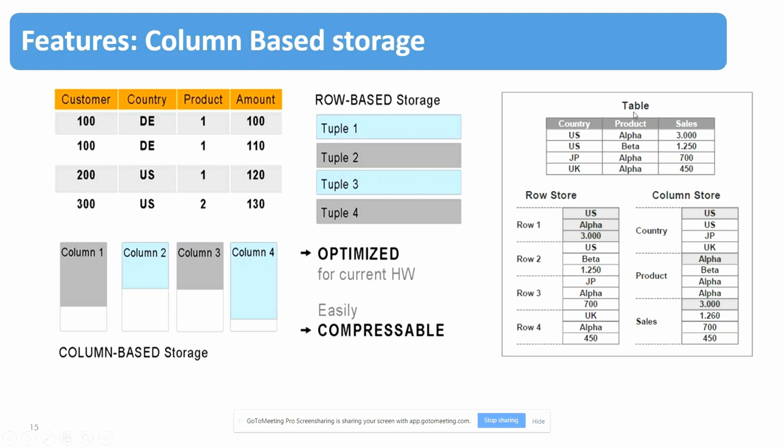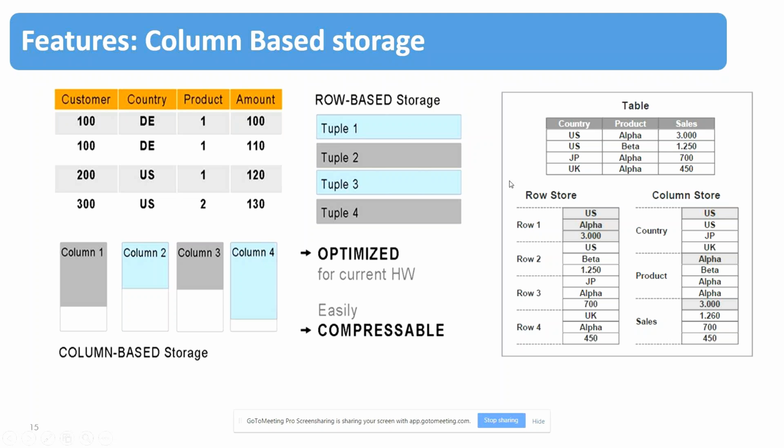Here let us see this table: country, product, and sale. In row 1 we have US, alpha, and 3000. Compared to this, what happens in column storage? The country column is stored in one place, the product column in another place, and the sales column in one place. They are stored in contiguous memory locations. For example, let us take this memory location as 1001, and this one 1002, 1003, like this.